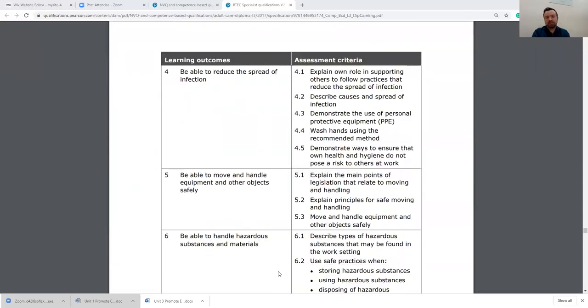So number 4, be able to reduce the spread of infection. So during your induction training, you will have learned about infection control. You will have also done your infection control e-module and you did infection control during your care certificate. Therefore, you should be able to walk through this section without any problems. However, let's just review it. 4.1 is about explaining your own roles in supporting the reduction of spread of infections.